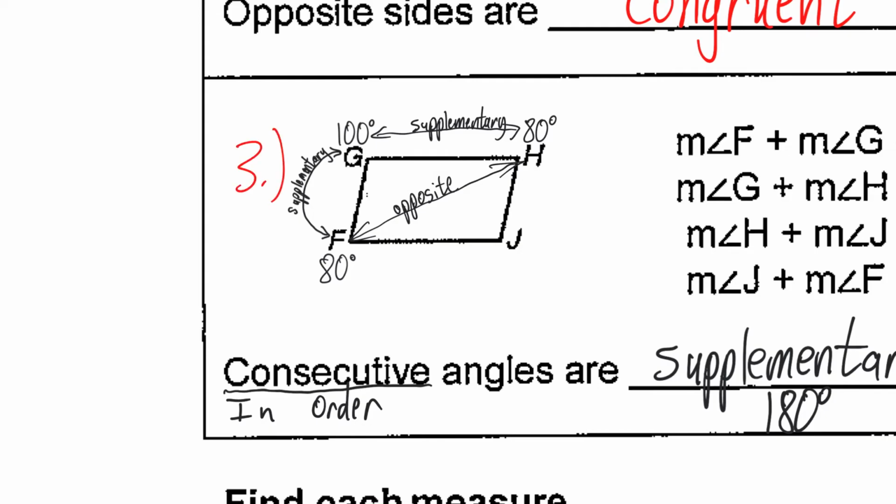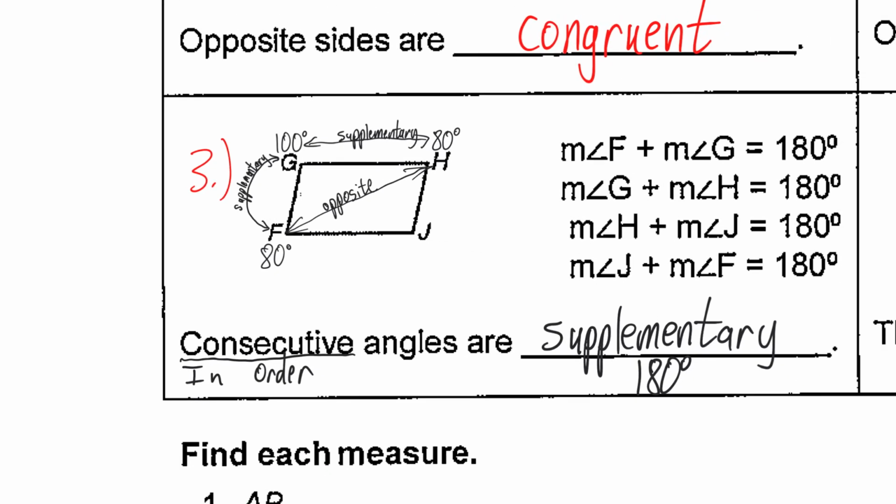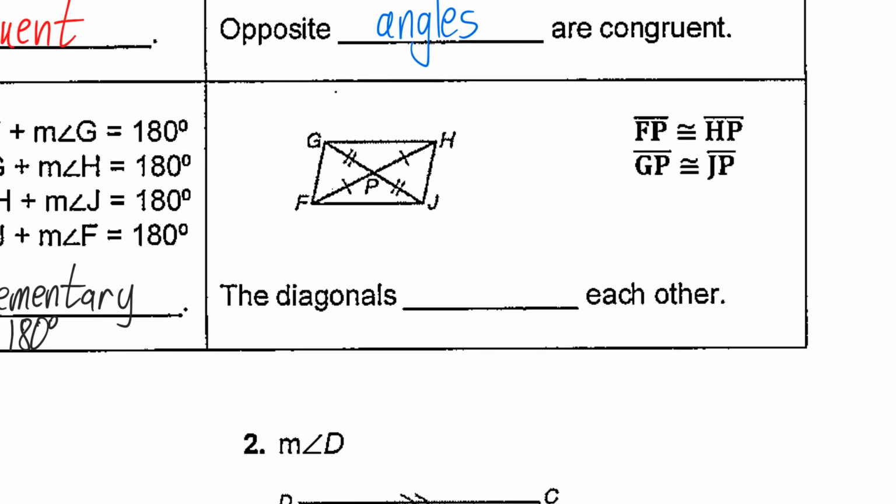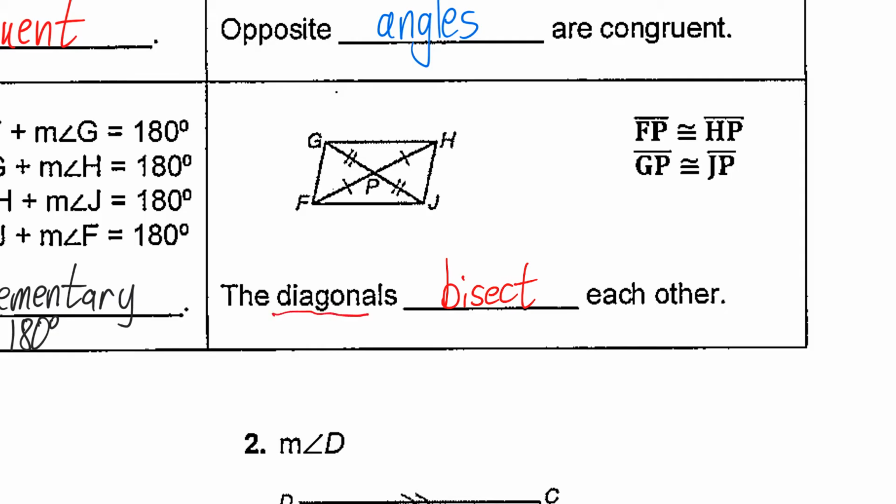So that's the third one, that consecutive angles are supplementary. And then the last property is that the diagonals bisect each other. A diagonal is going from one vertex or one corner to another. So like FH right here, this is a diagonal. And the other diagonal here is this one, G to J. So GJ is the other diagonal there. And they bisect each other.